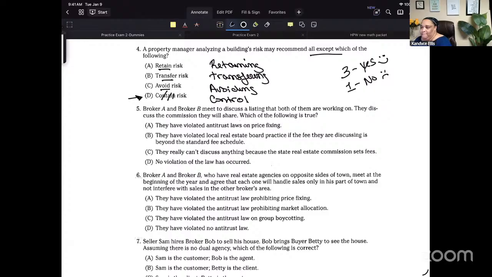Absolutely, Candace. Let's come up with something memorable. Since we've got retain, transfer, avoid, and control, one fun acronym could be TRACK. Just imagine telling your property manager, stay on track with your risk management. It stands for transfer, retain, avoid, and control. Simple and easy to remember.